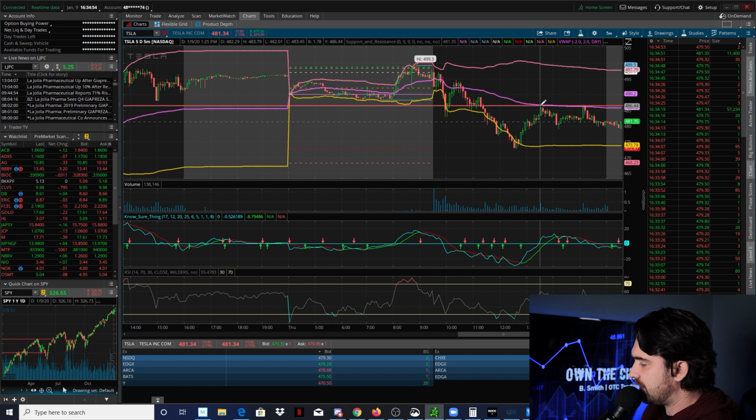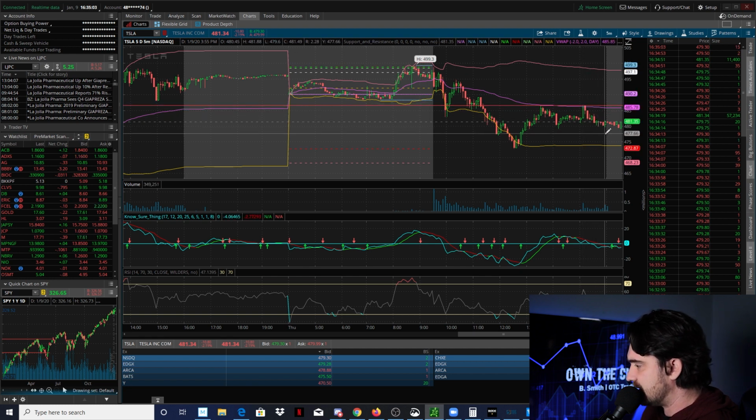Look at how it comes up here and touches the VWAP here and then gets rejected, acting as a resistance, and then tries it again, getting rejected again, acting again as that resistance.